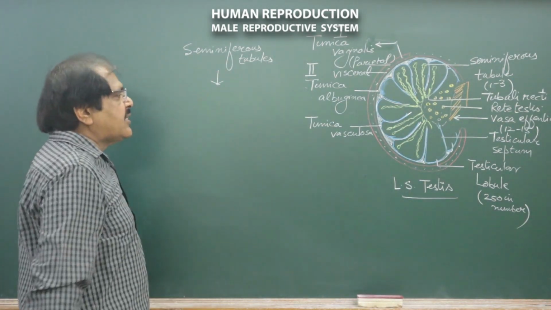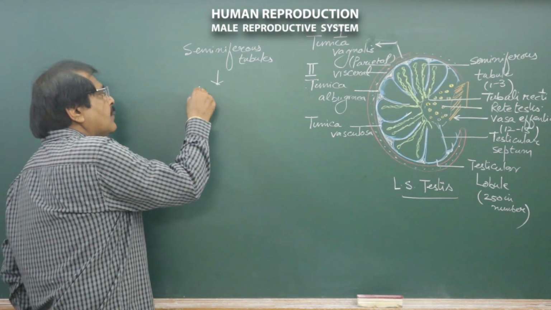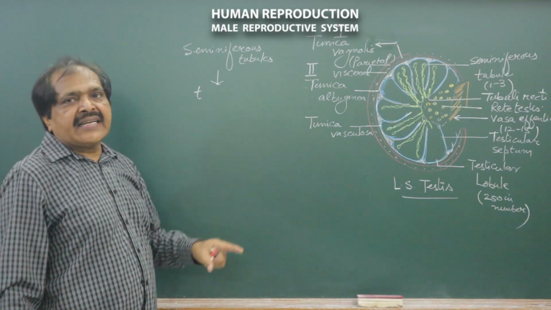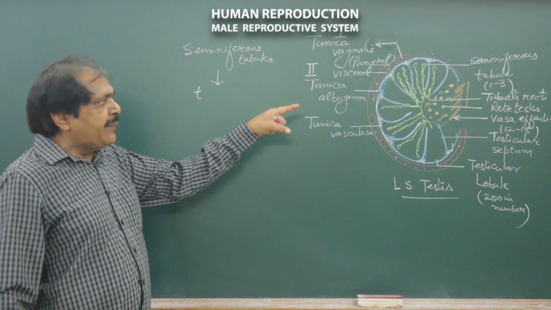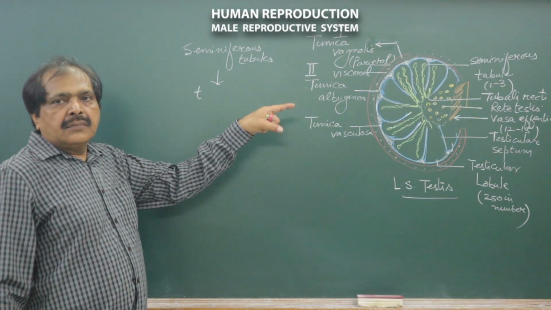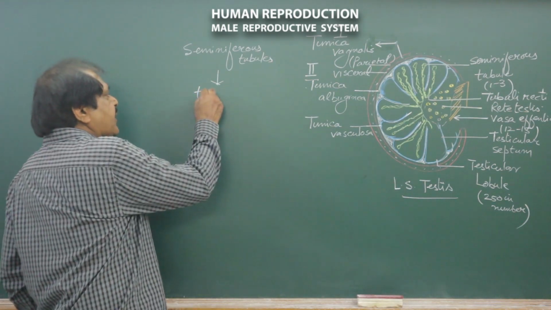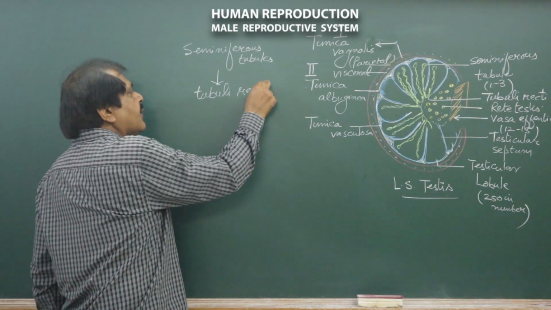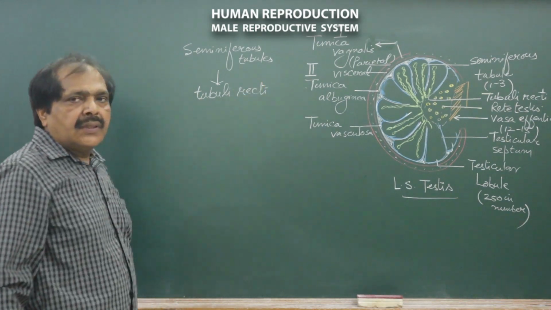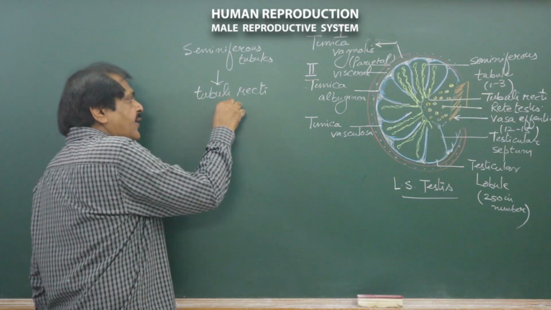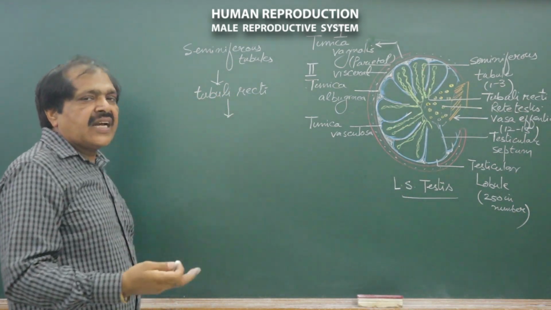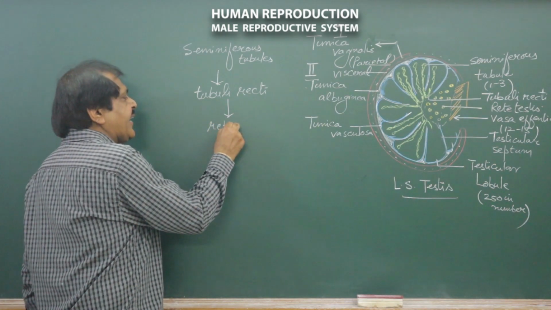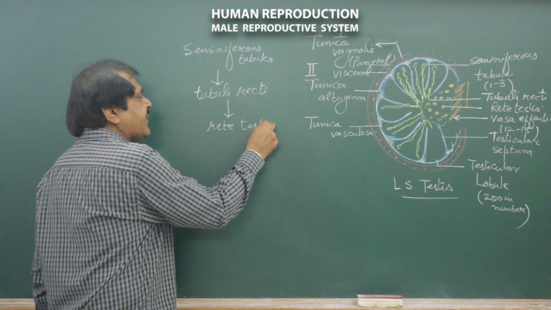Then the seminiferous tubules form. These seminiferous tubules are coiled structures, and at the end they become straight, and their straight part is known as tubuli recti. These tubuli recti open into and form a structure that is known as rete testis.